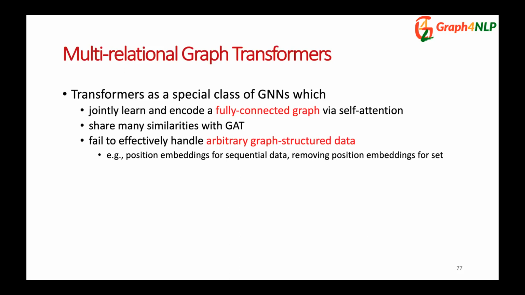But one drawback of the vanilla transformer model is that they fail to effectively handle arbitrary graph structured data. So in many applications of transformer models, the input is regarded as a sequence of tokens, and positional embeddings are introduced in order to encode the sequential information of the raw text.